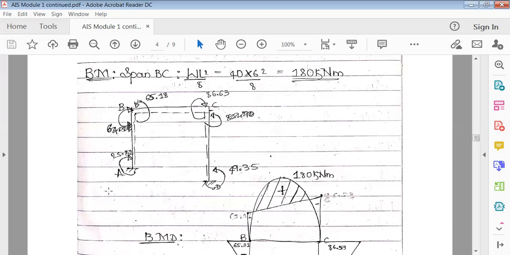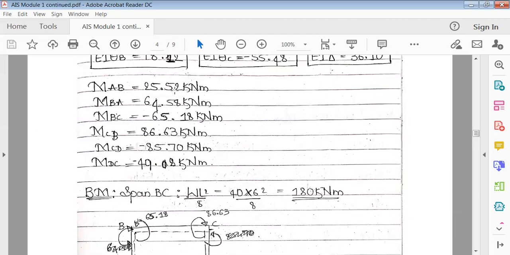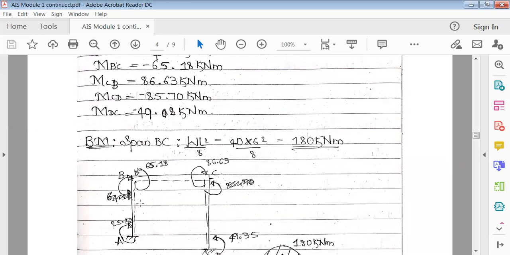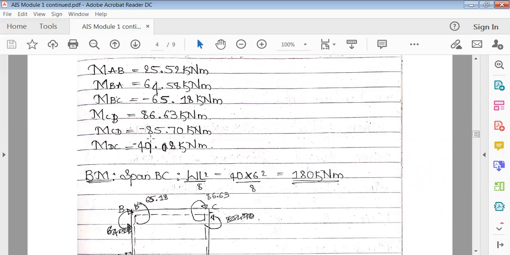All right. So next is 64.58. Again, it is positive, so again try to draw this in this portion only. So it is clockwise. Similarly, MBC. Again, I've told you this error of 1 kilonewton, you can take the higher side, of course. So it is minus. Minus means like this, anti-clockwise. So it is anti-clockwise 65.18.